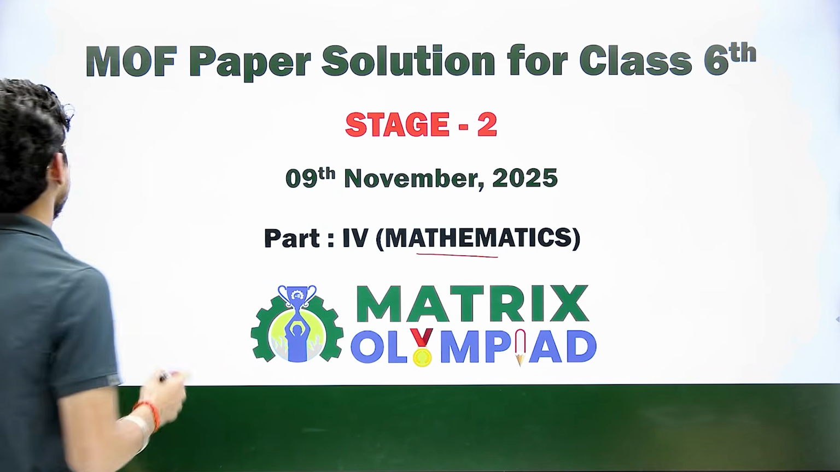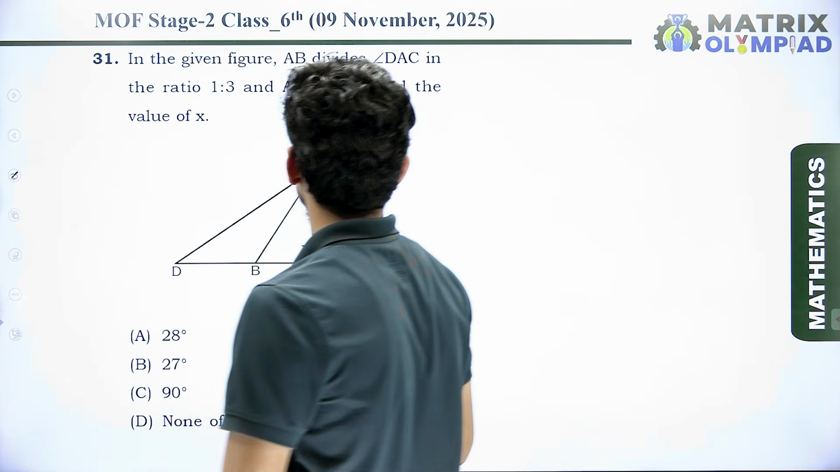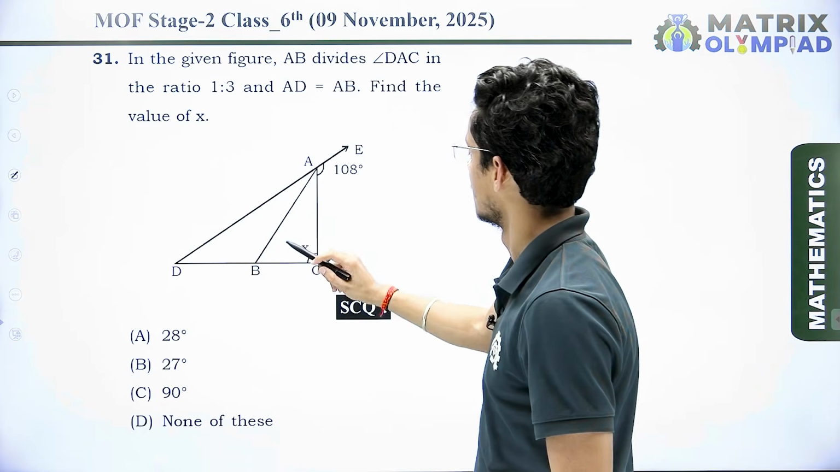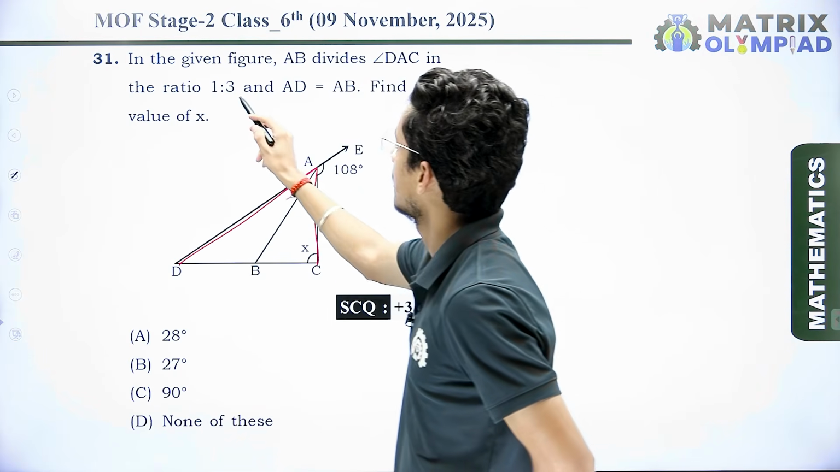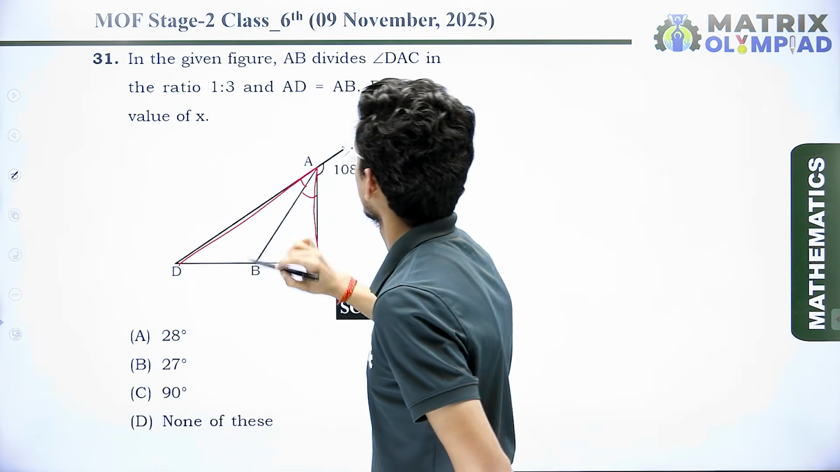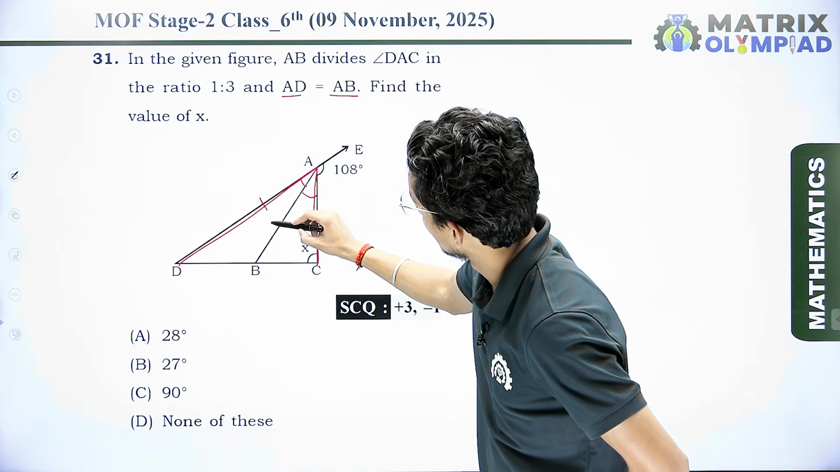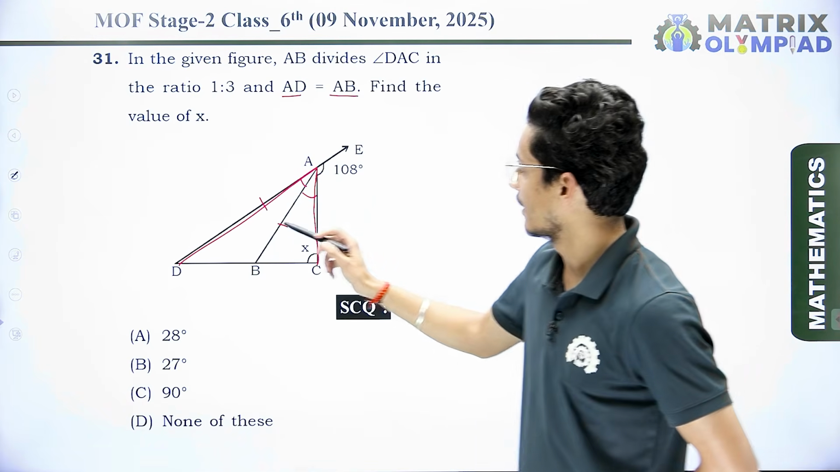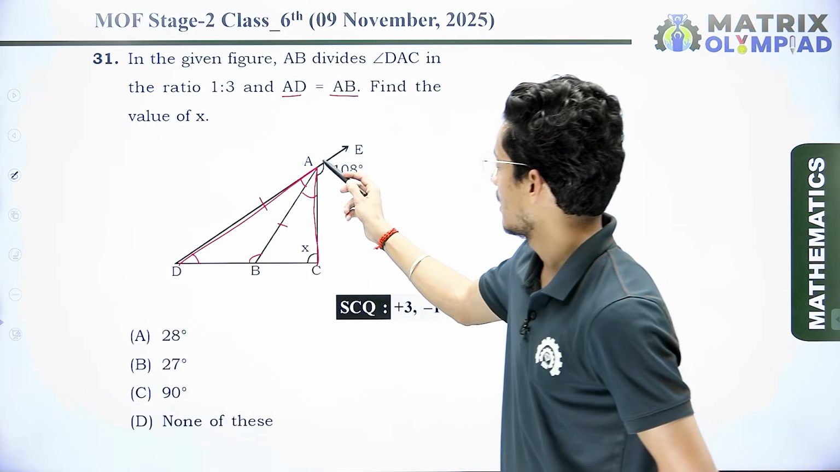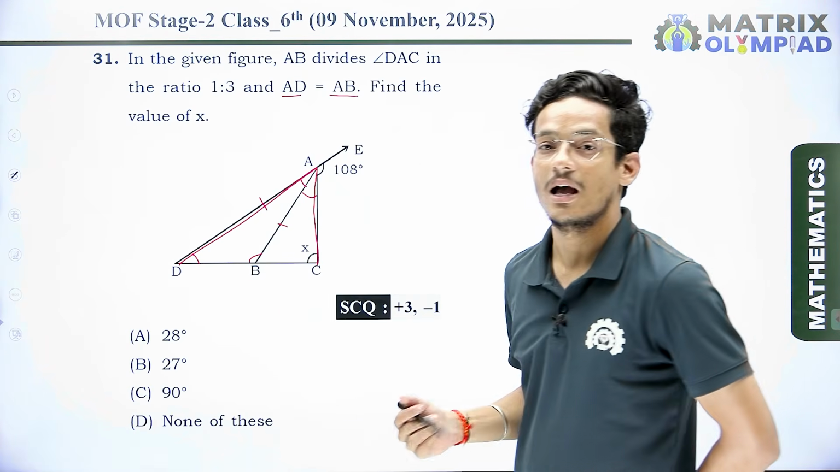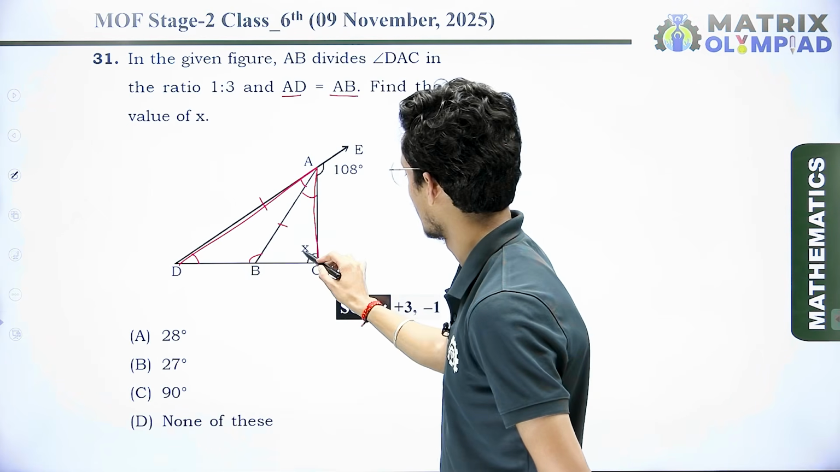So let's start. Here we have question number 31, that is, in the given figure AB divides angle DAC in the ratio 1:3, and AD is equal to AB. It means this angle and this angle are also equal because triangle ADB is an isosceles triangle. Now we have to find the value of x.